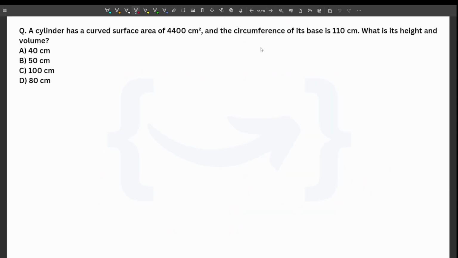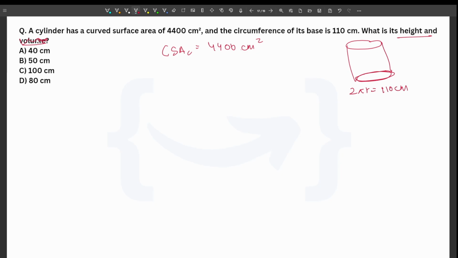Now let's talk about another. The cylinder has a curved surface area. Curved surface area of cylinder is 4,400 centimeter square, and the circumference of its base. Okay, so cylinder is like this, if I'm not wrong. Apologies for my diagram. So the circumference of its base, 2 pi r, is equivalent to 110 centimeter. What is the height and the volume?